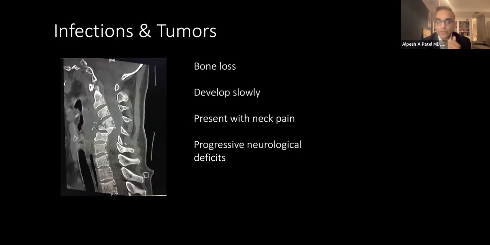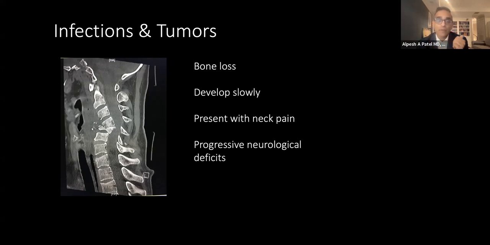The other category are sort of infections and tumors. And this is a patient we took care of at Northwestern a couple of years back, that came in with a pretty nasty retropharyngeal infection, as well as pretty substantial bone destruction that ended up being tuberculosis.